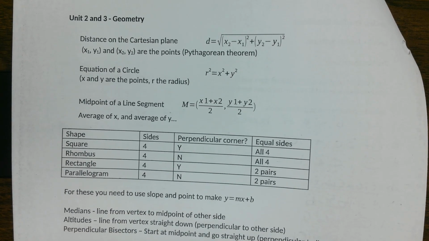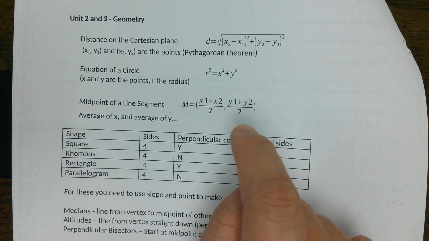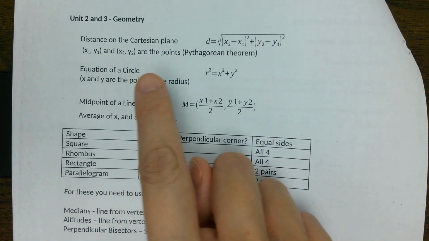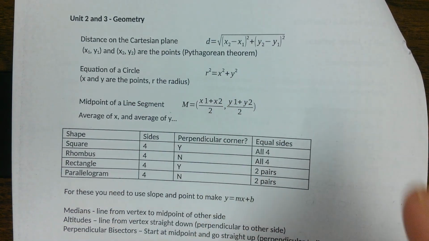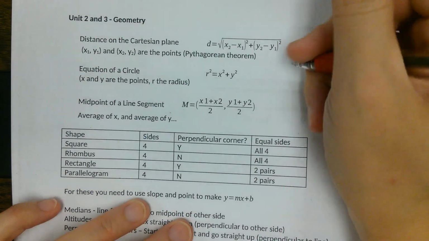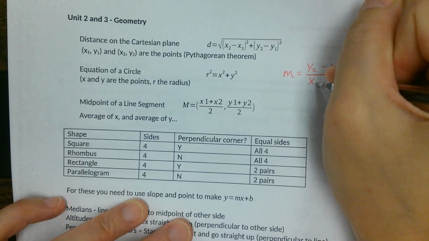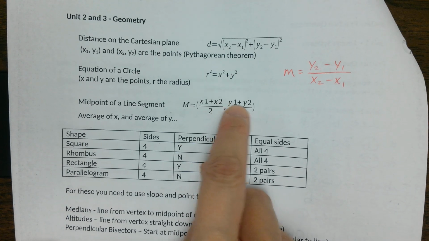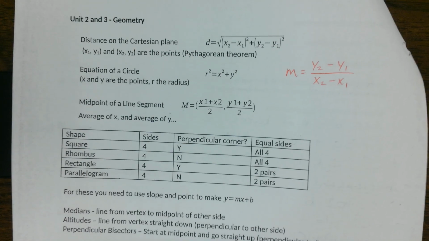Units 2 and 3, we did geometry. So we have these equations. Do you need to memorize these equations? Yes. Okay, so the distance formula, the circle formula, the midpoint formula, and the slope formula. Don't forget the slope as well. M equals y2 minus y1 over x2 minus x1. These should be subscripts. I don't know why it came out to be big numbers. Let me just fix that.